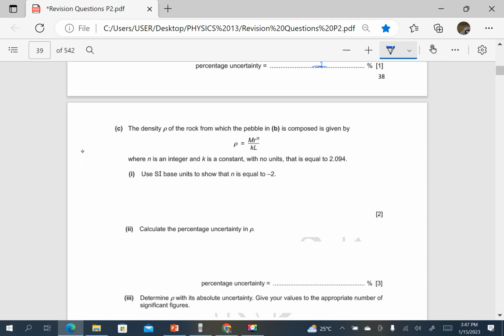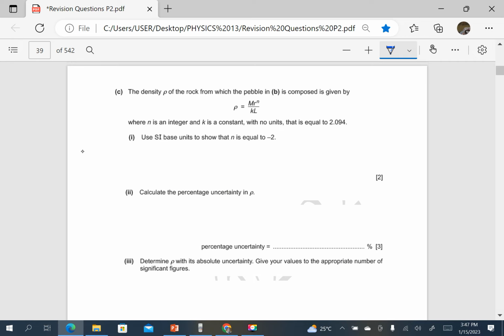The density rho of the rock from which the pebble in B is composed is given by rho equals m r power n over kl. N is an integer, k is a constant with no units, that is equal to 2.094. Use SI base units to show that n is equal to -2. So on the left we have density whose units are kilogram per meters cubed. On the right we have mass, which is kilograms. We have radius, which is m to the n. K has no units, I'll ignore it. L is length, which is in meters. So m power -3 should be equal to m power n minus 1. So -3 is equal to n minus 1, which means that n is equal to -2.